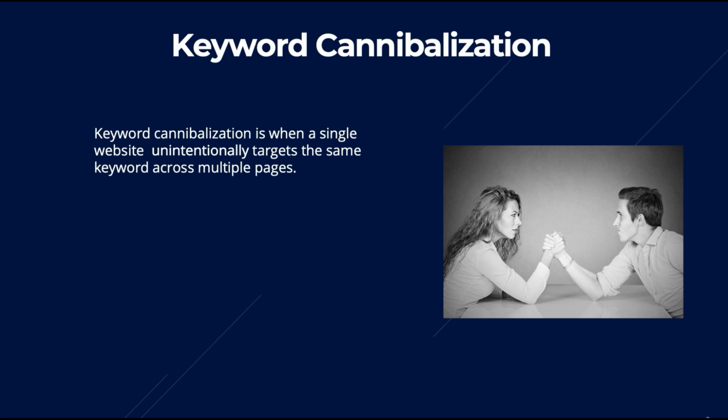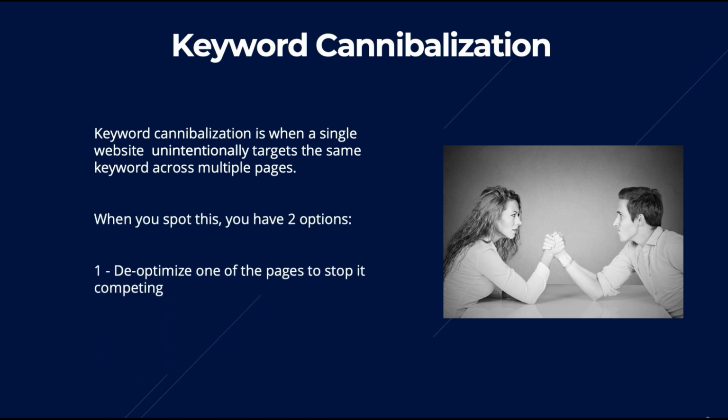One day it could rank article 1 on page 1, and then the next day it can rank article 2 on page 1. What this results in is you seeing massive ranking fluctuations across both pages literally every day. When you spot this, you have two options. The first is to de-optimize one of those pages to stop it competing, and the second is to 301 redirect one of those pages to the other.